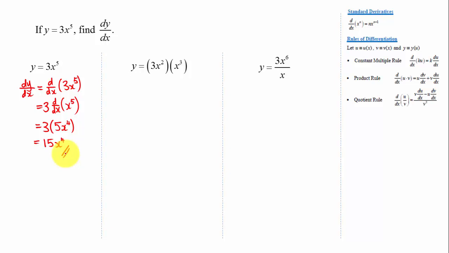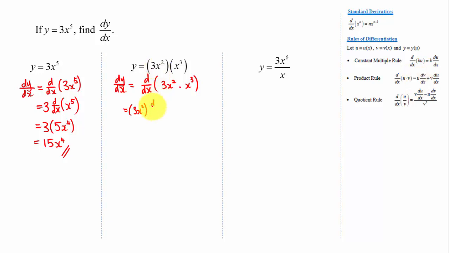Now, to illustrate the use of the product rule, I can rewrite 3x to the power of 5 in terms of 3x squared times x to the power 3. Similarly, to find dy dx, it is the same as differentiating with respect to x, 3x squared times x to the power 3. If you refer to the product rule, u is 3x squared and v is x to the power 3. And the formula of the product rule says that if I want to differentiate u multiplied by v, the answer will be keep u, which is the first expression, 3x squared, multiplied by dv dx, differentiating v with respect to x.